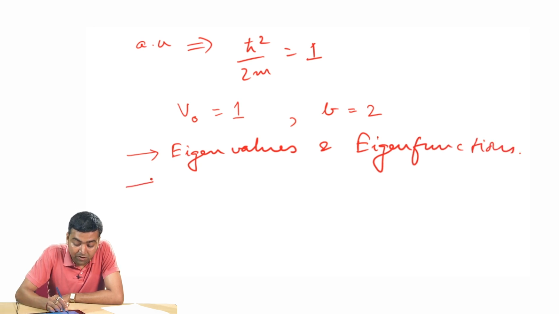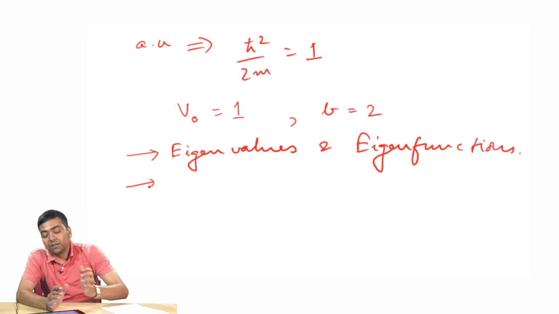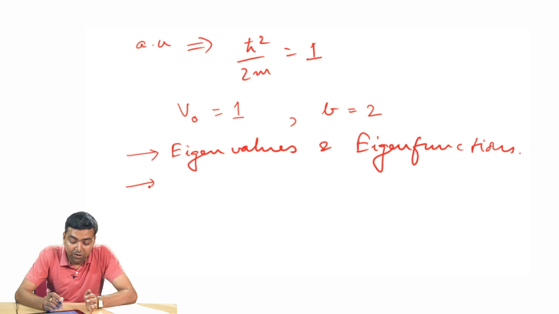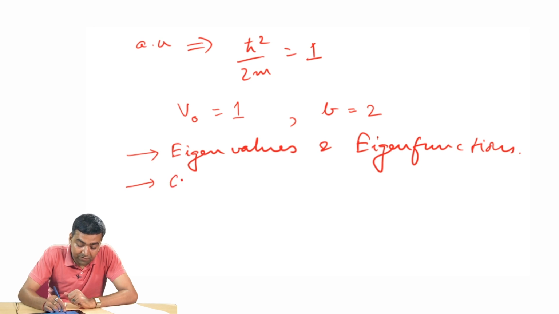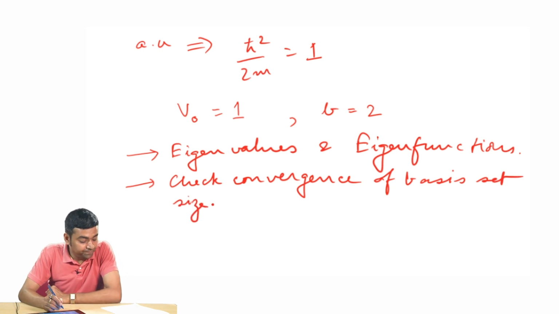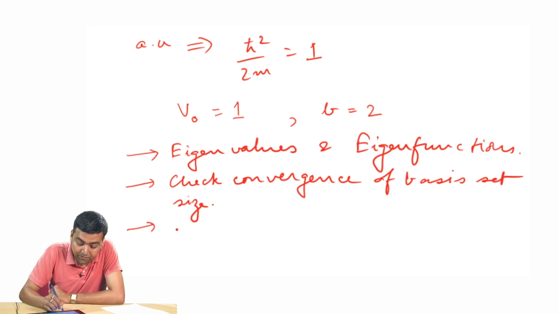Now, if I told you that if we increase the size of the basis set in a systematic way, then my total energy should always go down. So, we should check the convergence of basis set size. Also, we will plot the ground state eigenfunctions.